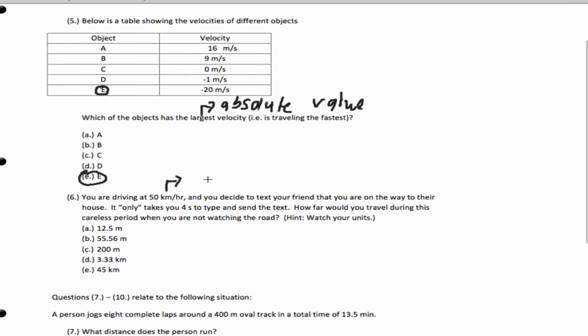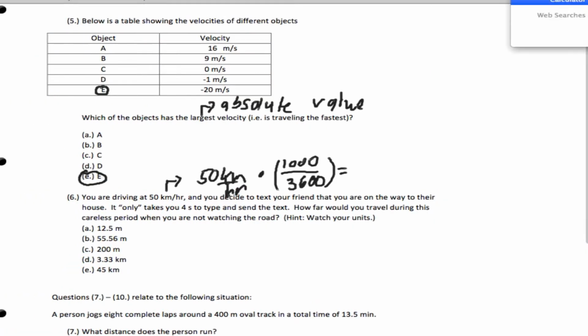So first, to convert 50 kilometers per hour to the unit we need, which is meters per second, I'm just going to give you the formula. You multiply by 1,000 and you divide by 3,600. And so when we go ahead and do that, we'll actually get the following. And that gives us 13.89 meters per second.